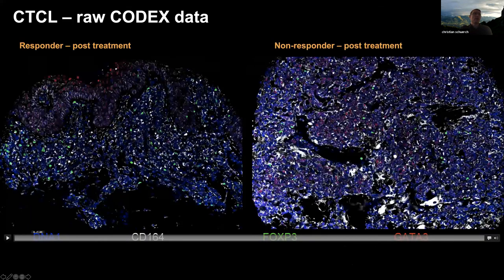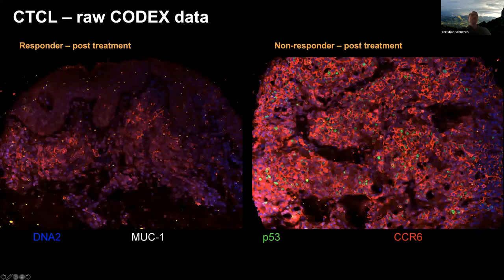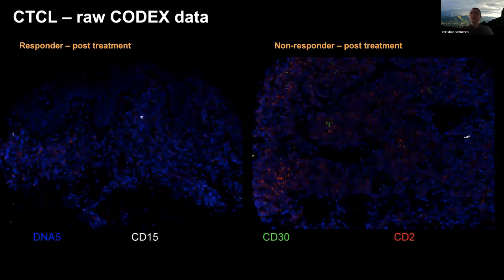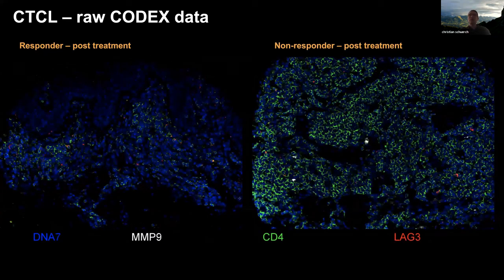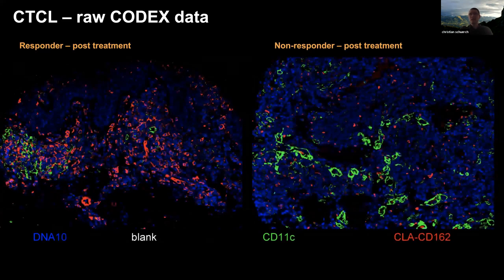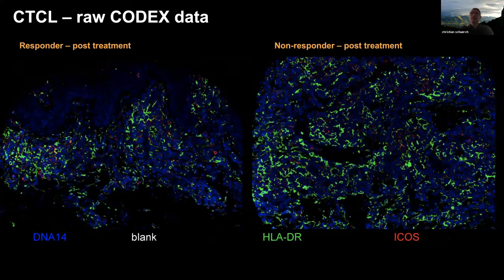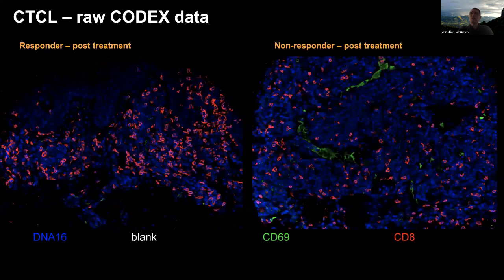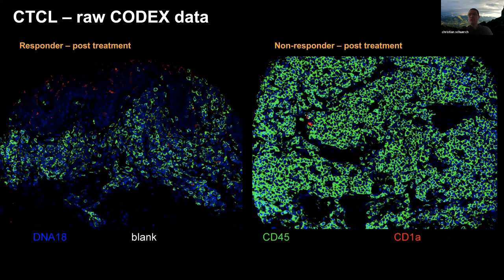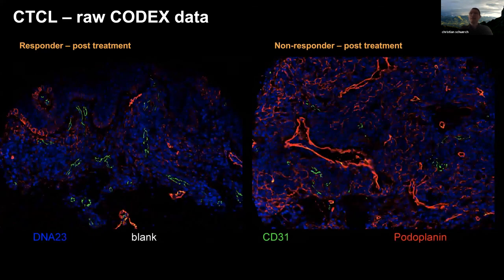So I'm quickly showing you some raw data. This is 2 tissue microarray cores. On the left hand, we can see a responder post-treatment, and on the right hand, a non-responder post-treatment. And as it goes through the different cycles, you can see the different markers, how they are expressed in the tissue. CODEX is done by fluorescent microscopy, so we have a very good lateral resolution of about 400 nanometers at 20x, and we can go even higher to 40x or 60x. But for this, 20x was sufficient.